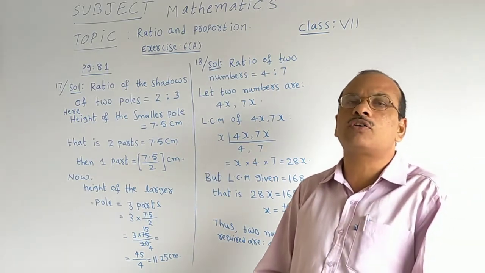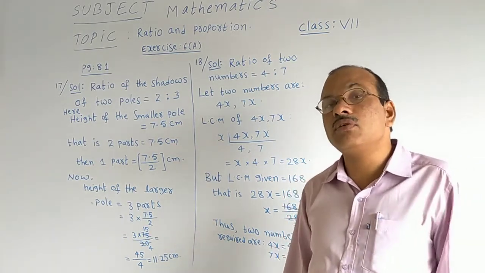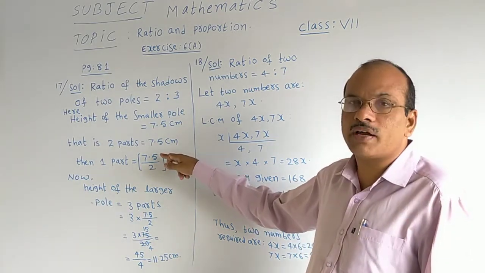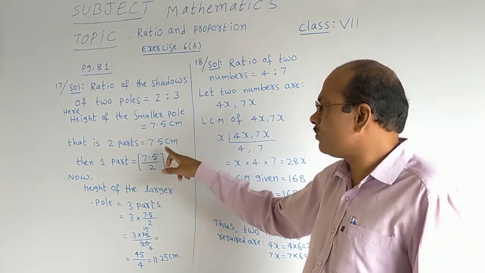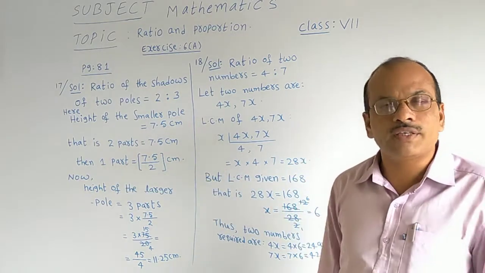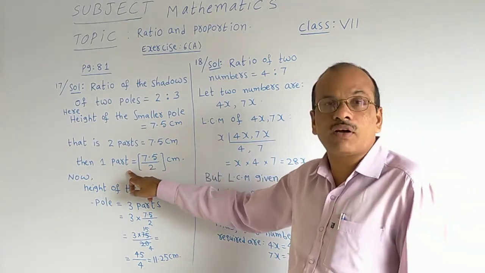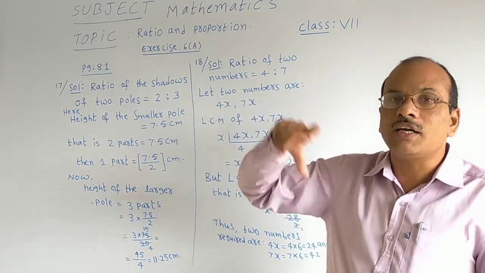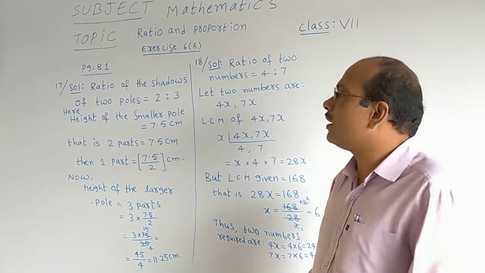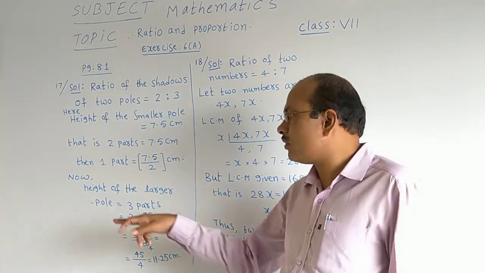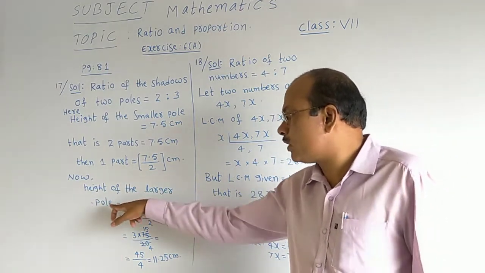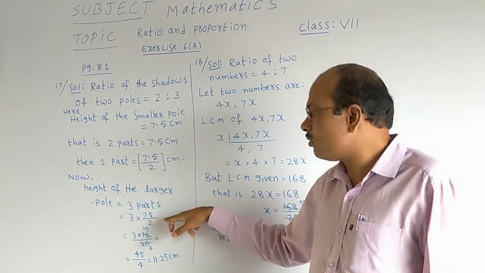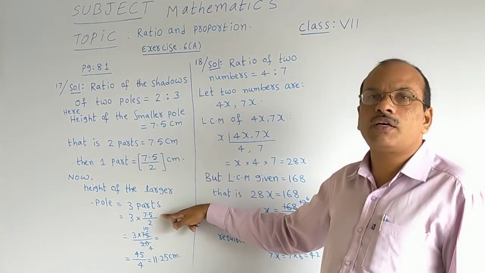How to get the 1 part value? That is with division. We do 7.5 by 2. It gives you the 1 part value. Yes or no? What is the need of finding 1 part? Because we need to find the value of 3 parts, that is the height of the larger pole. Now the height of the larger pole is equal to 3 parts, as I said. So 3 into the 1 part value, 7.5 by 2.